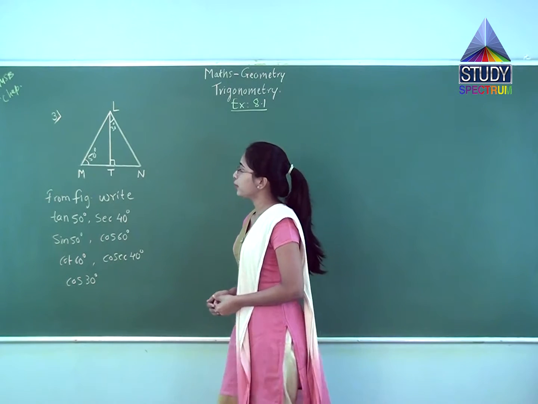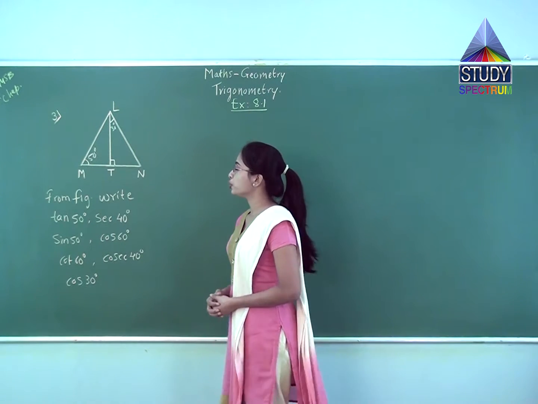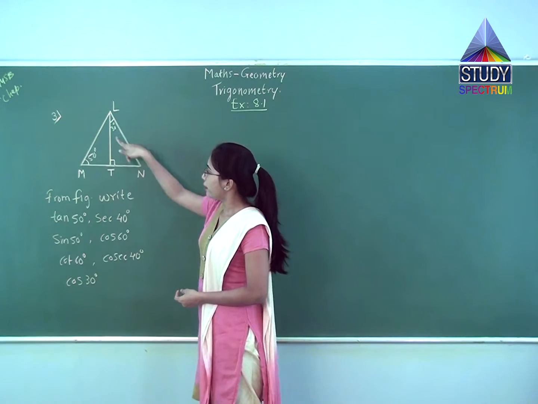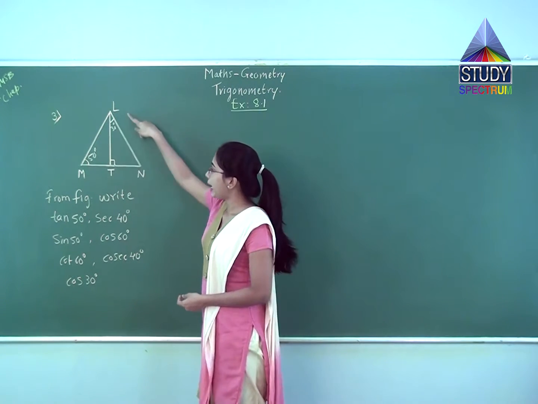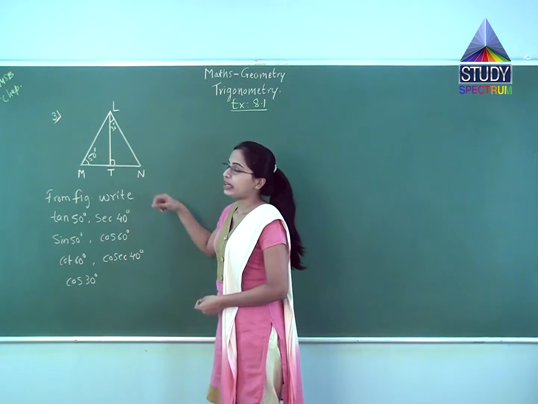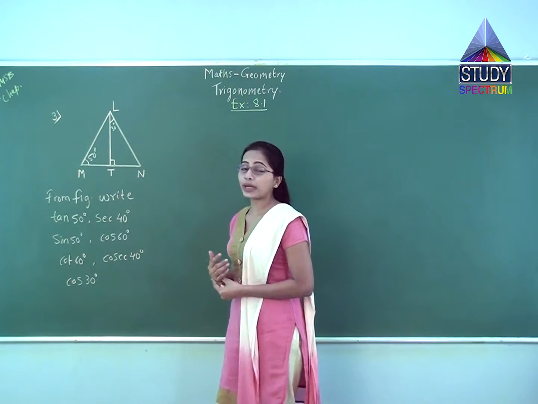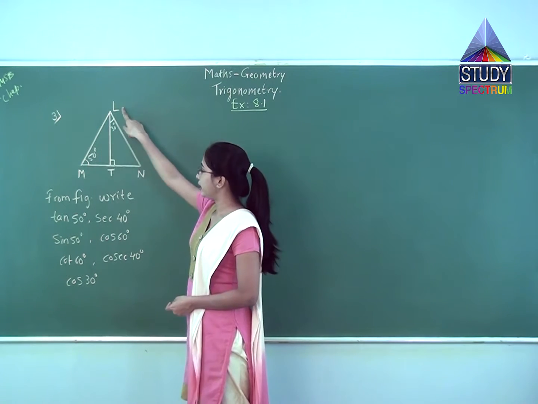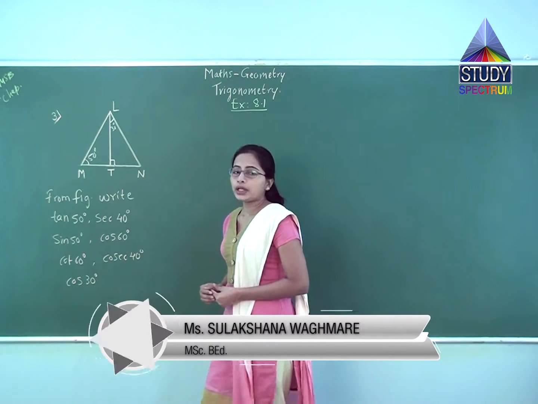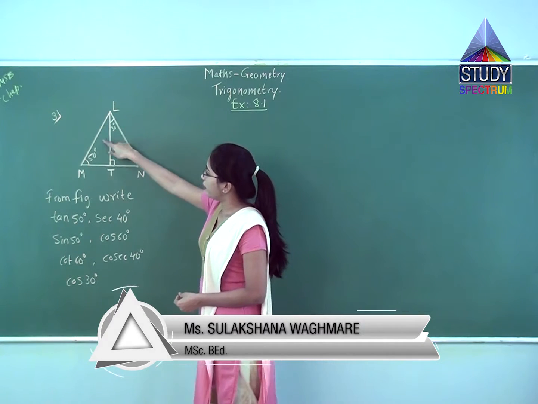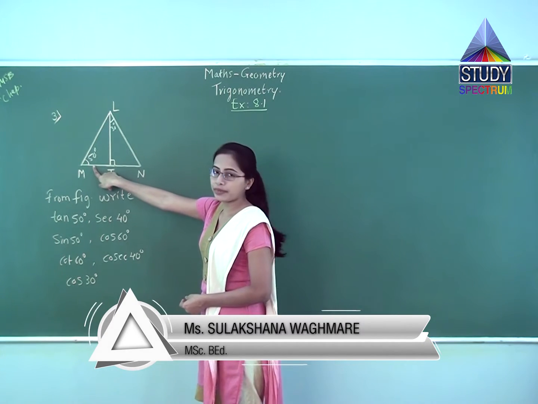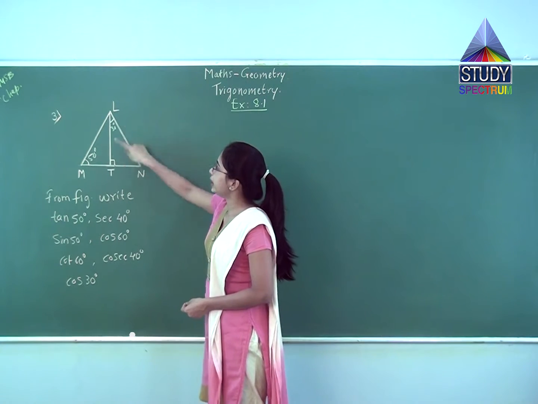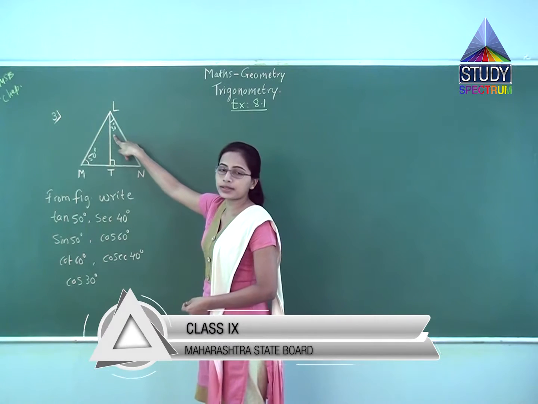Here you can see two triangles are given. Actually, it is one triangle only, triangle LMN, but because of one perpendicular LT on side MN, we have two right angle triangles, triangle LTM and triangle LTN. In the first triangle, the measure of angle M is given as 50 degrees, and the measure of angle TLN is given as 30 degrees.